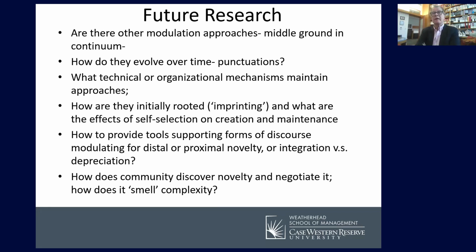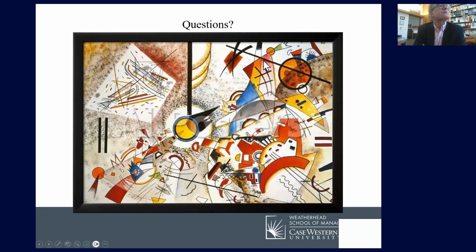And then finally, an interesting aspect is how the community discovers novelty and negotiates it, and how they determine what is novel. We didn't really look at that carefully. And similarly, how does it smell complexity? Smell is the word people use in technical debt. They smell technical debt. It's a very similar idea, that they have a certain feeling that the software is getting too complex and they have to do something with it, or that they understand there's an issue of complexity and how they handle that. That was pretty much it. And thank you.